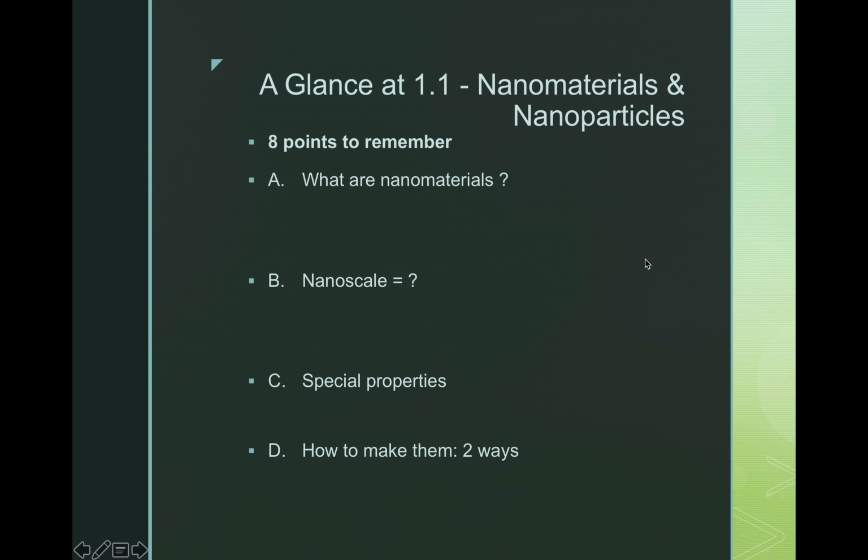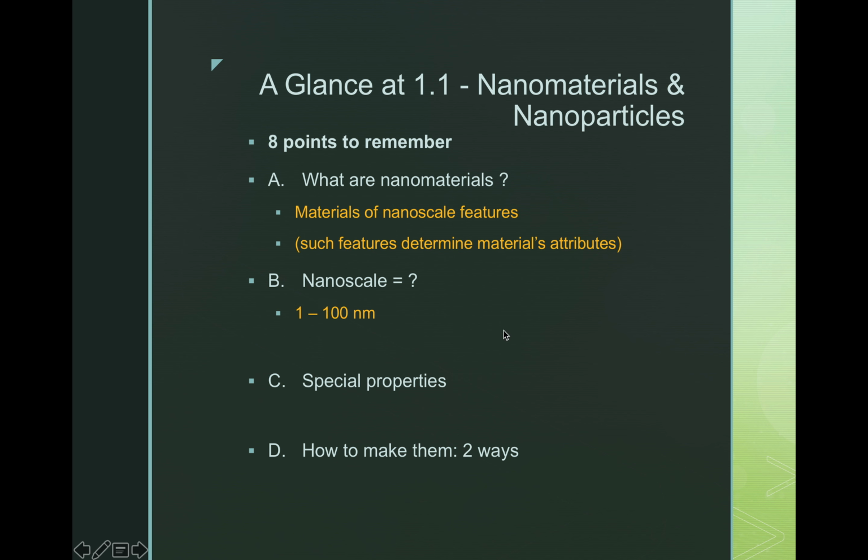Let's start with A. What are nanomaterials? Basically, nanomaterials are materials of nanoscale features. Such features can determine materials' attributes. The nanoscale features make the materials perform much differently compared with normal materials.